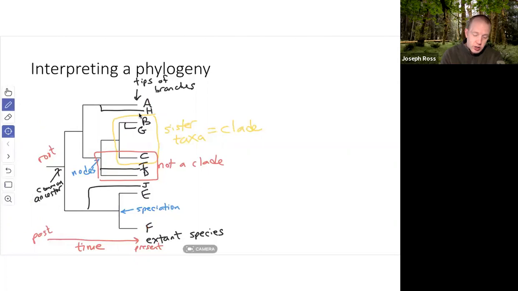But what's not shown on phylogenetic trees are extinction events, lineages that existed but underwent an extinction event at some point in the past, so they are not currently extant species. That's just one thing to keep in mind about phylogenetic trees. They only contain lineages that exist in the present.